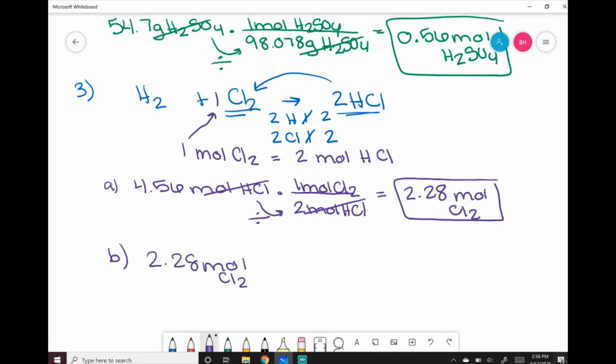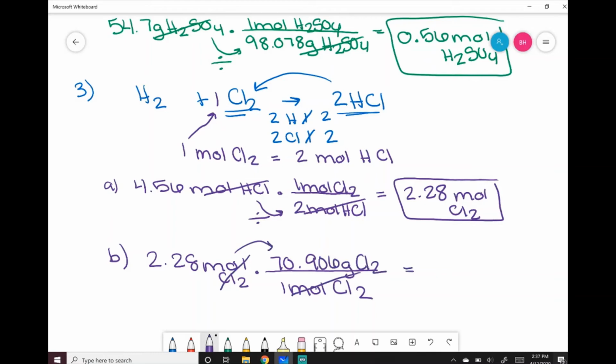and I'm going to use my molar mass, which I already calculated. So 1 mole of Cl2, and that's 2 chlorines, I'm going to add those together, is 70.906 grams of Cl2. Units cancel out.